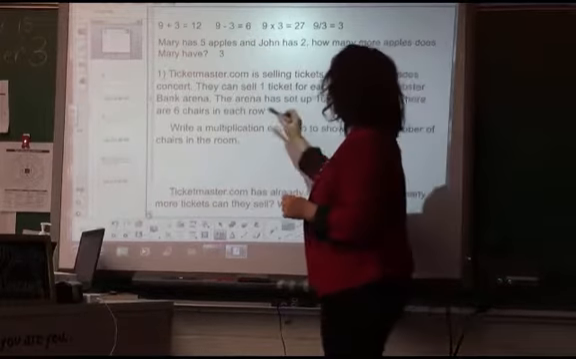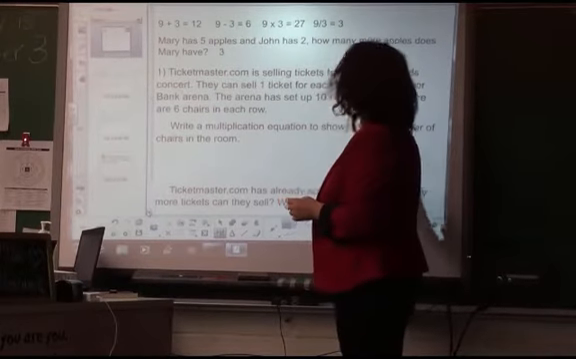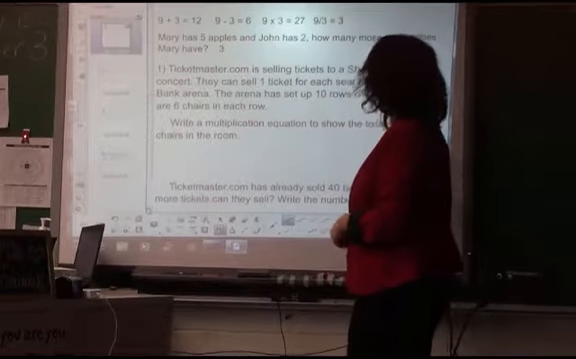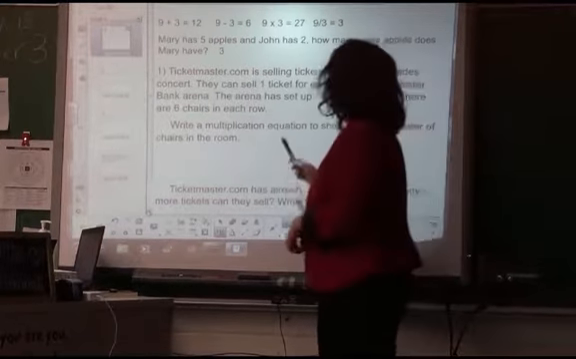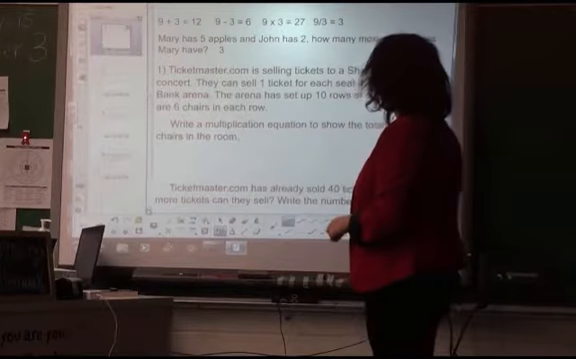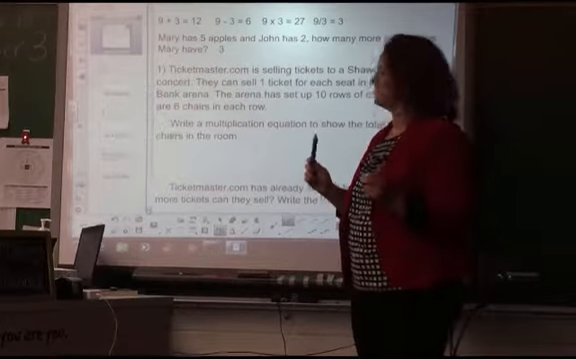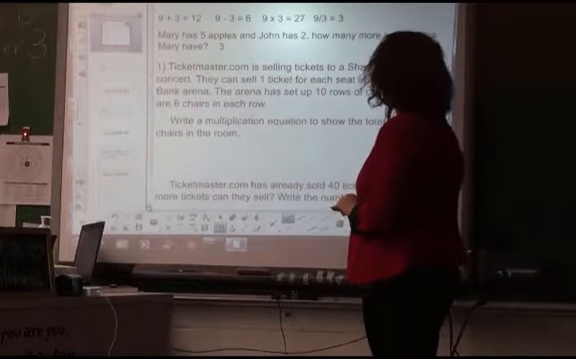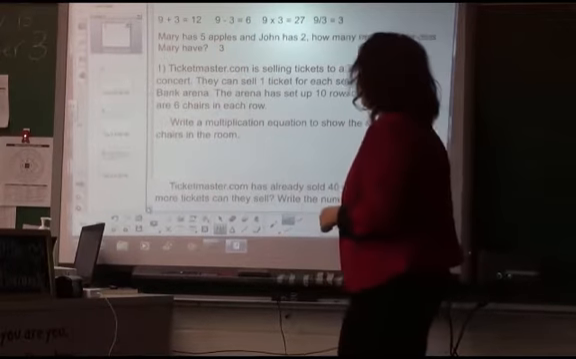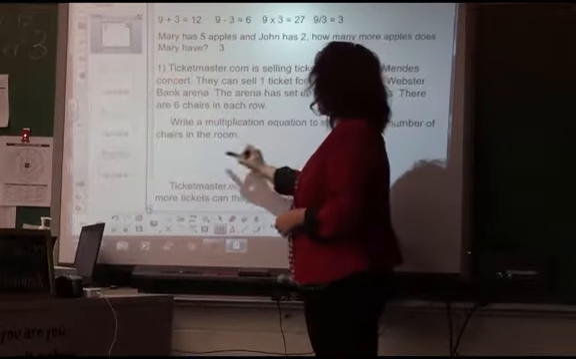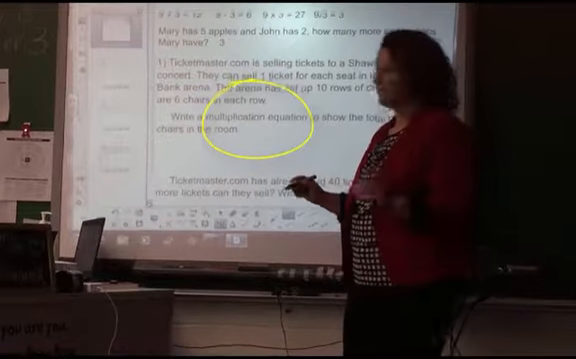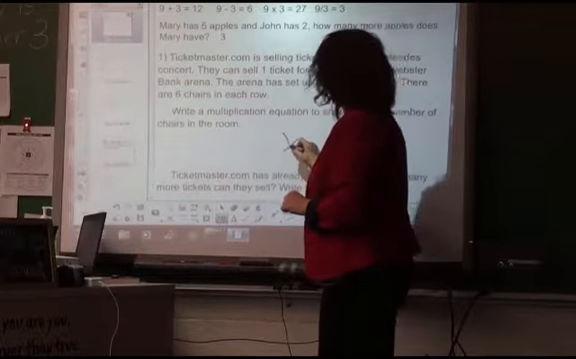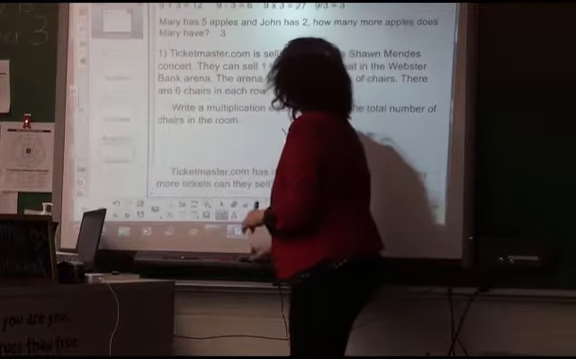Okay, so here's our first problem. So Ticketmaster.com is selling tickets to a Shawn Mendes concert. They can sell 1 ticket for each seat in the Webster Bank Arena. The arena has set up 10 rows of chairs. There are 6 chairs in each row. So write a multiplication equation to show the total number of chairs in the room. So all they want to know right now is just a multiplication equation. So we know they want multiplication, we just have to draw the symbol.